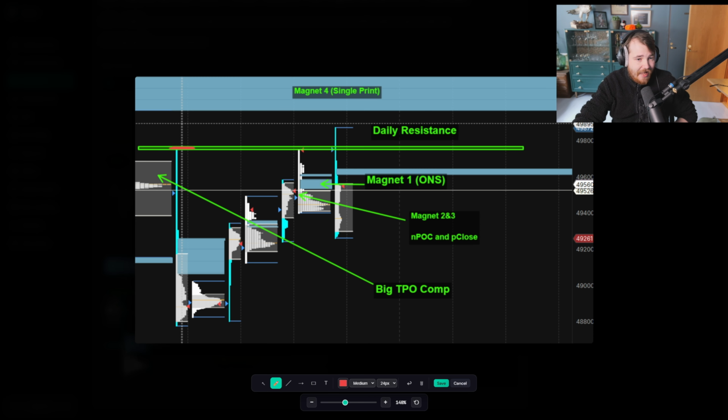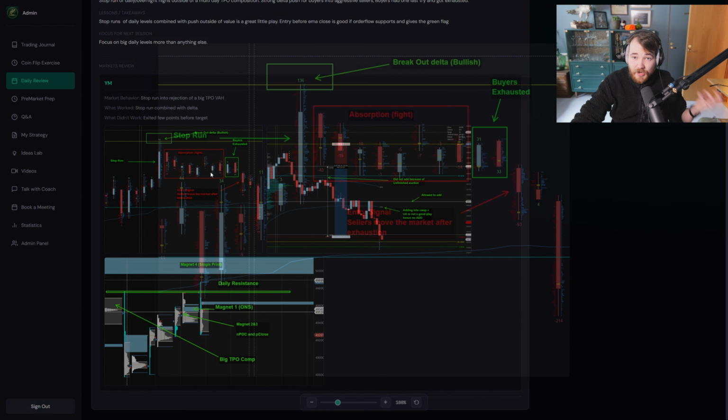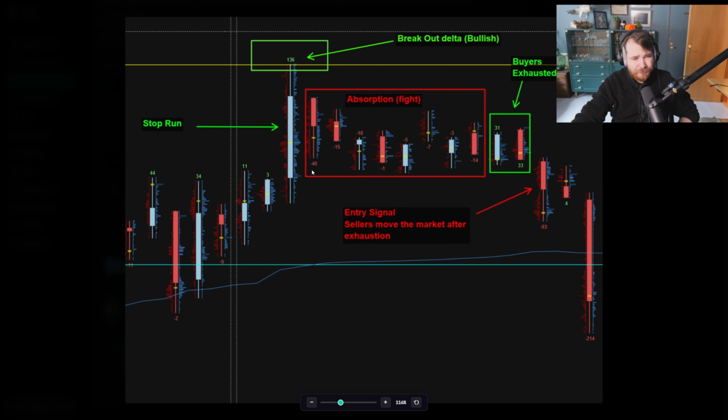Well, what happened then? Let's go and look at my PNF chart combined with volume imprint. I use this for execution. If someone's interested in how it works, I can make more content about it at a later stage. But let's have a look here. This was the stop run move, as you can see here.